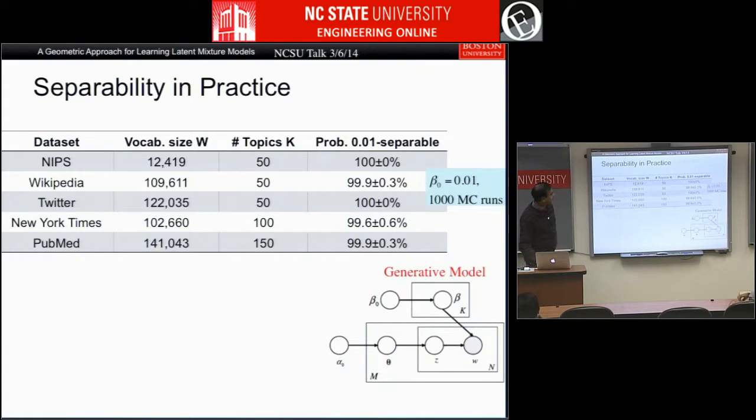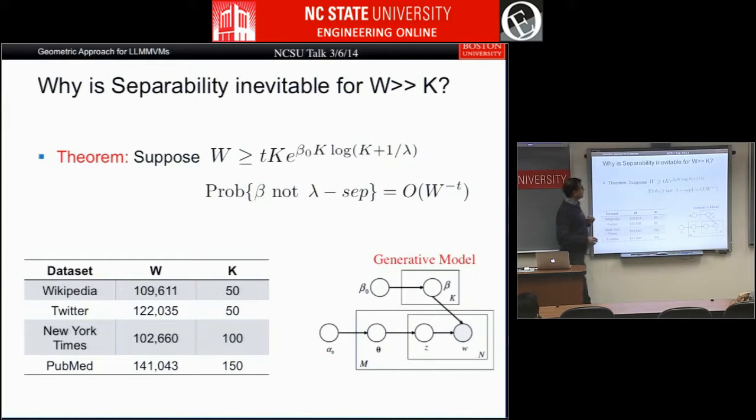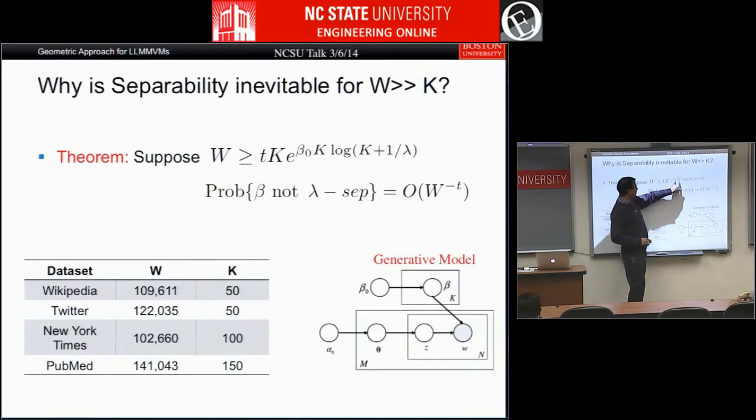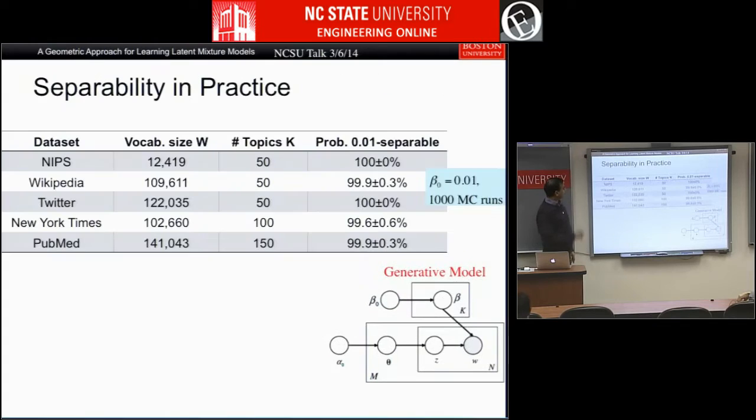So the main quantity here is obviously there is an exponential that I hid, which is e to the power beta 0 k. If beta 0 k explodes, then you are going to be in trouble. So naturally, what we are interested in is this quantity beta 0 k. If I choose beta 0 to be 0.01, for instance, and do 1,000 Monte Carlo runs, then for these different data sets, you will observe something like this.